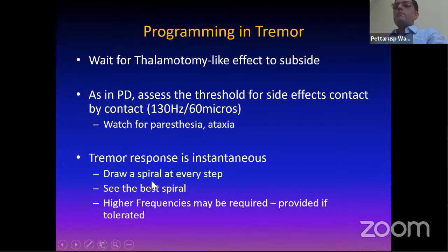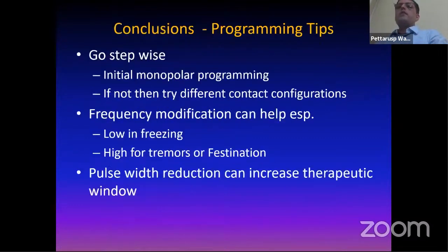At every step of stimulation, you just ask them to keep drawing a spiral and find the best spiral across the different contacts. Then within that same contact, you can change the frequencies and see which frequency is best and best tolerated. Often you might need to use a higher frequency to get better tremor control, but it can be pretty rewarding for programming of tremor.